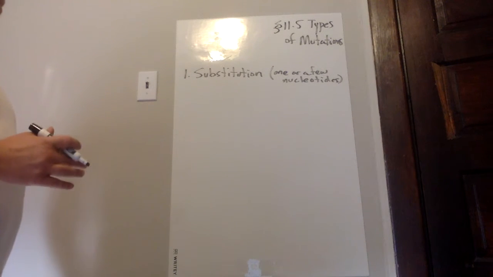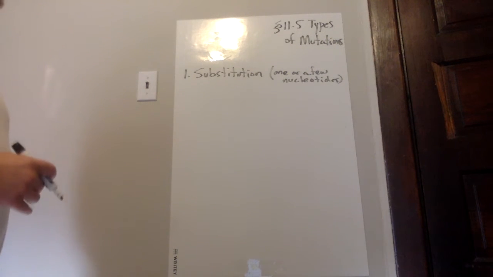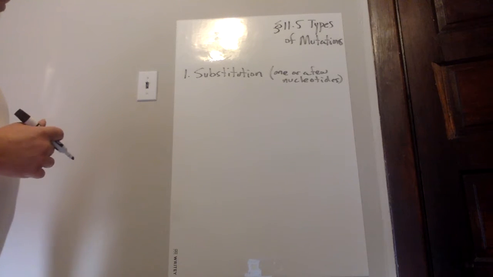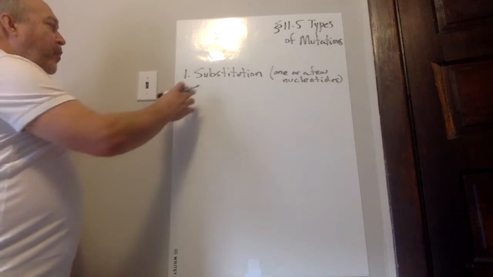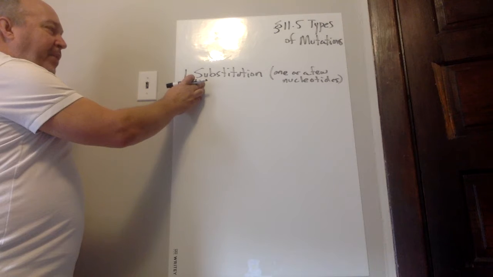Now that we know what causes mutations, what are some different types of mutations? The two basic ones you probably went over in intro bio were substitution and frame shift.